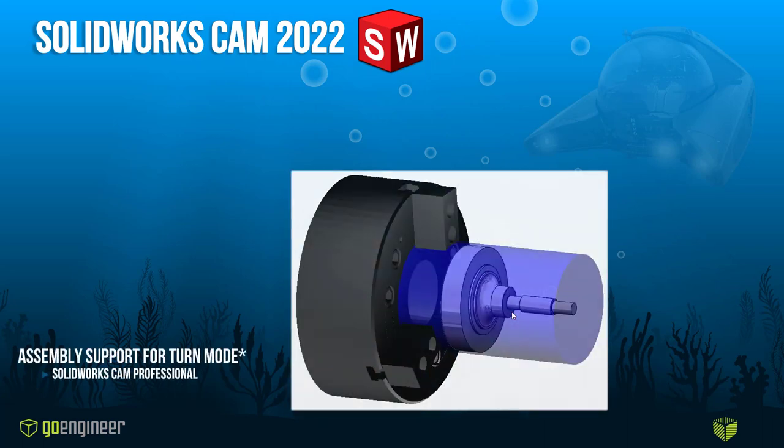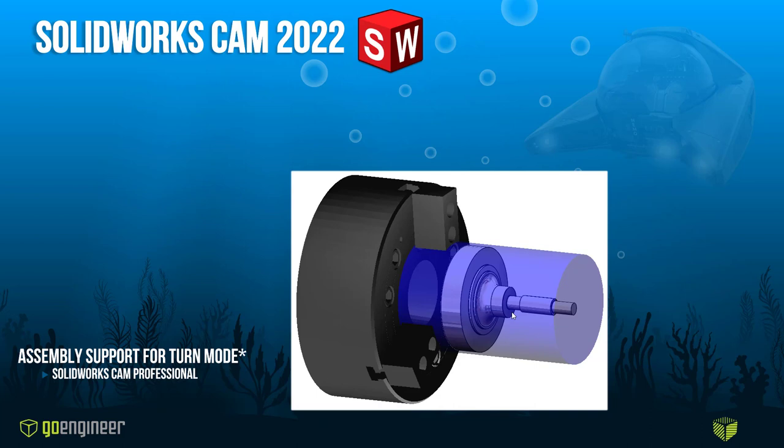SOLIDWORKS CAM is offered in two versions. We have SOLIDWORKS CAM Standard, which is included with any SOLIDWORKS license that has active SOLIDWORKS Subscription Service. And then the other version is SOLIDWORKS CAM Professional, which is available separately, but can be used along with SOLIDWORKS Standard, SOLIDWORKS Professional, and SOLIDWORKS Premium.